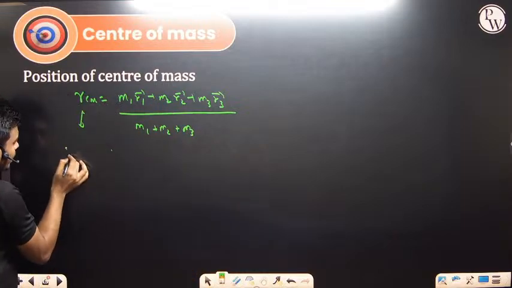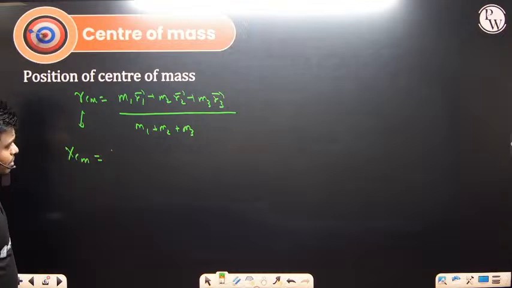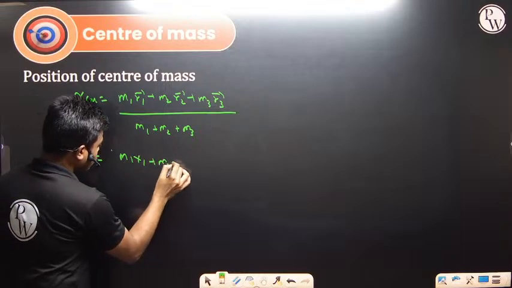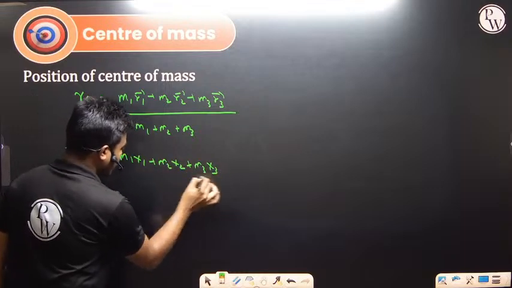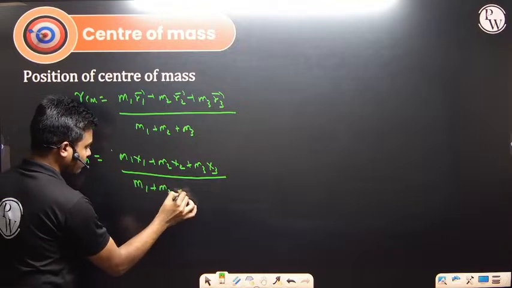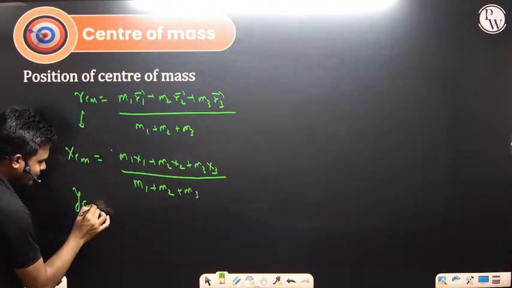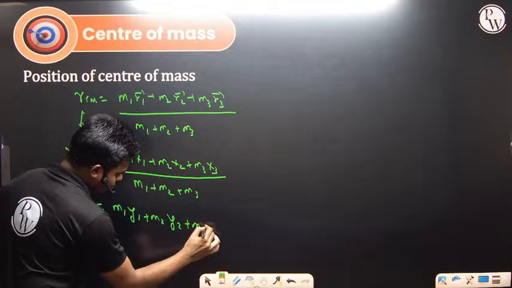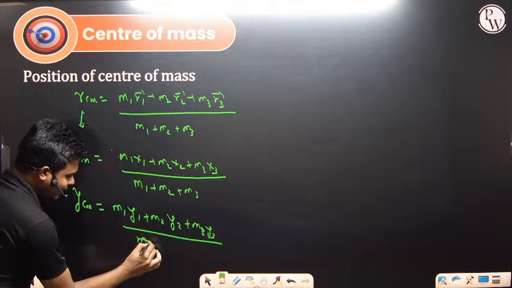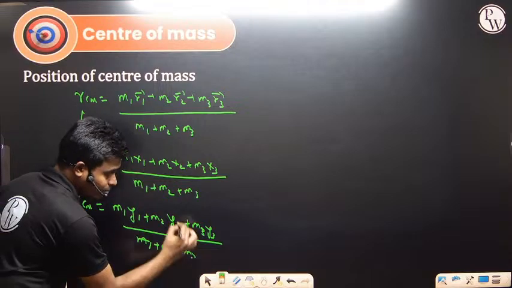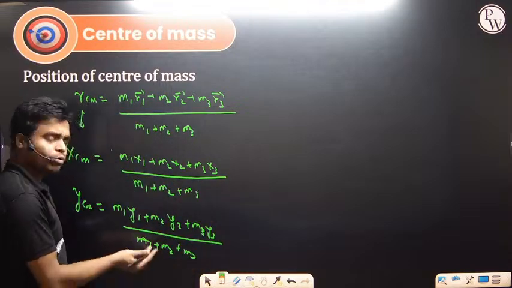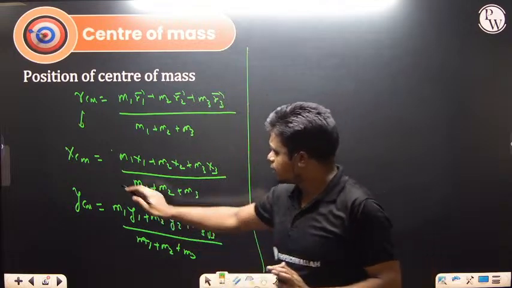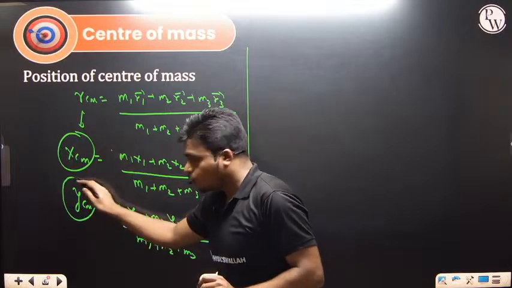In terms of coordinates, the x coordinate of center of mass is M1 x1 plus M2 x2 plus M3 x3 divided by total mass M1 plus M2 plus M3. Corresponding YCM is M1 y1 plus M2 y2 plus M3 y3 divided by total mass M1 plus M2 plus M3. Similarly we write for ZCM as well. This is for different masses placed at different positions: this is the x coordinate of center of mass and this is the y coordinate.